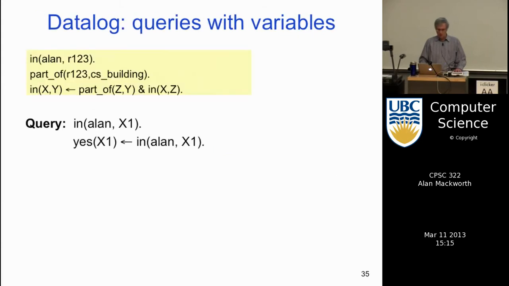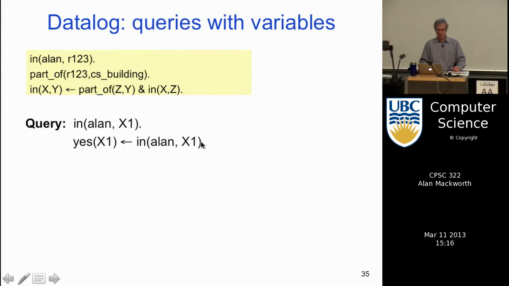Okay, the only other issue we want to look at with Datalog is what happens if there's a variable in the query, right? So I might say I'm interested in all things that Alan is in, and because I have a variable in the query, this could be bound various ways, and Datalog can find multiple answers, right? So in that case, if there are any variables in the query, I have to take them into the yes clause. So the yes predicate now will take an argument, which is the variable.